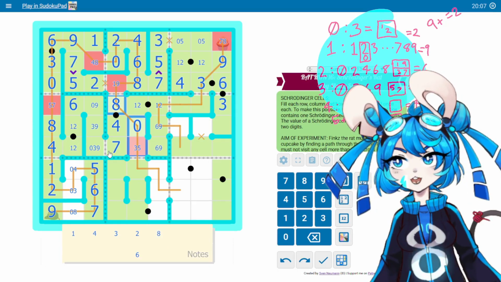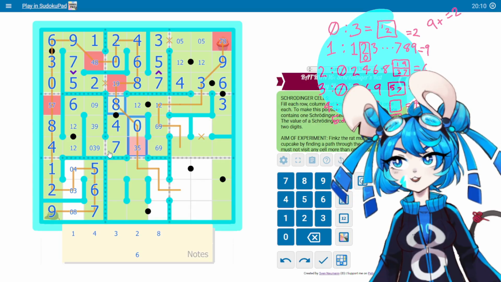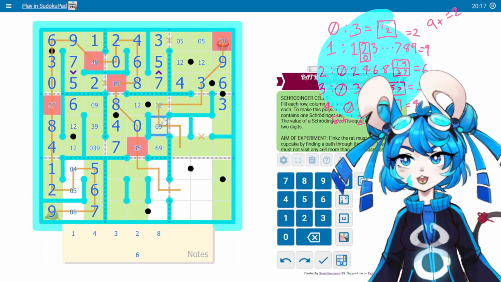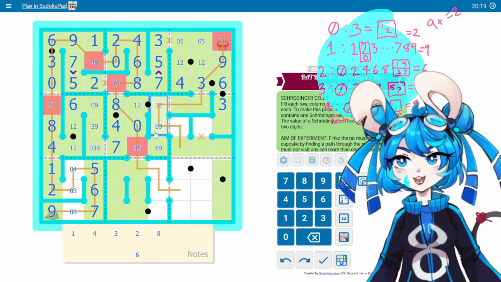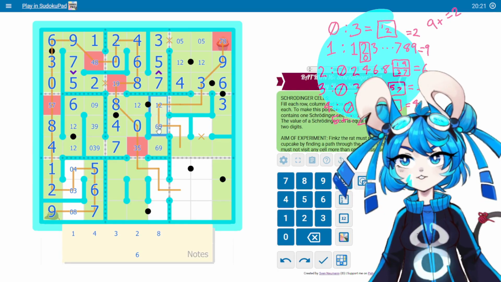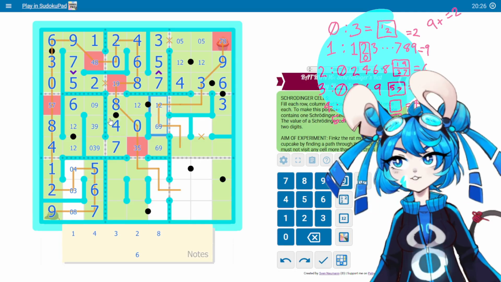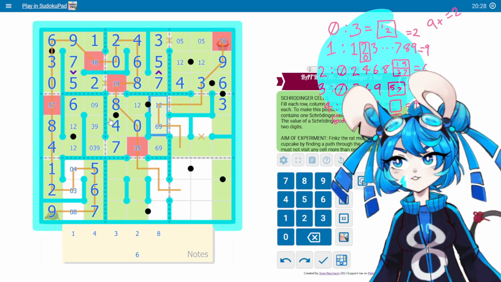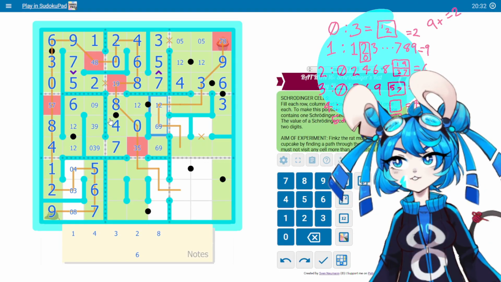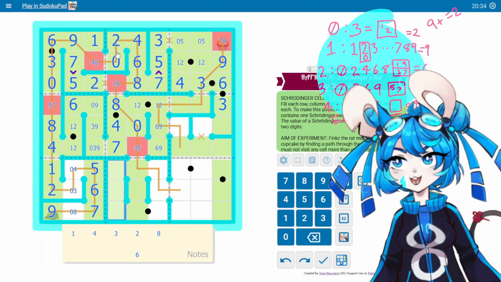Meaning we cannot use the same difference of 8 again. This one cannot be 6, 2, but it could be 6, 1 because we don't have the same difference of 5 yet. It can't be 9, 1, but it could be 9, 2, because that's the same difference of 7.